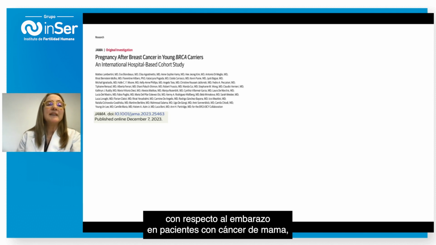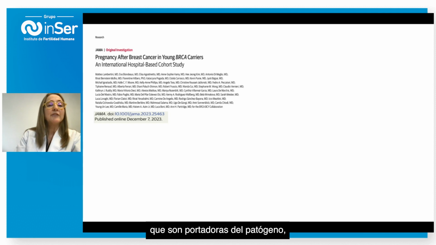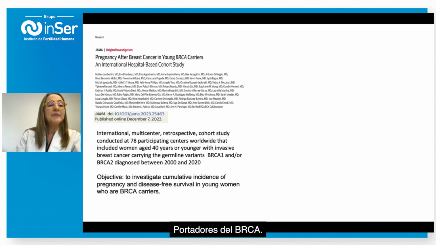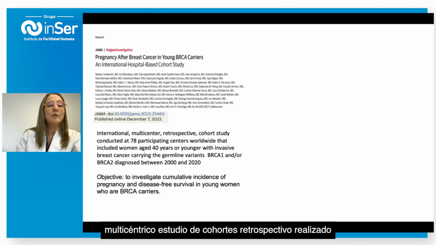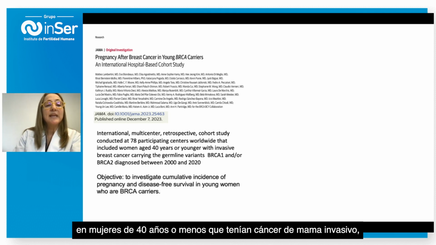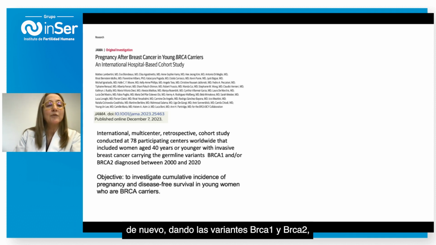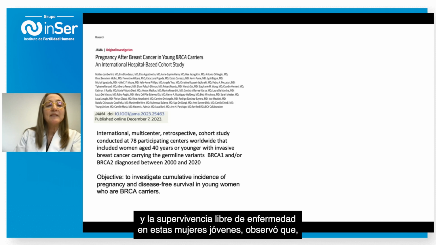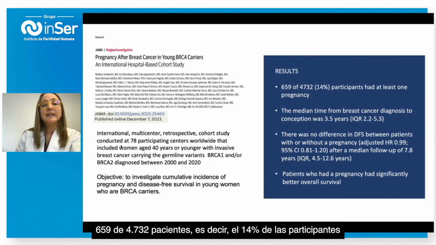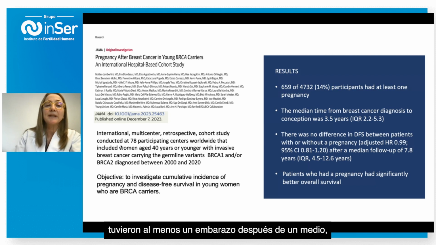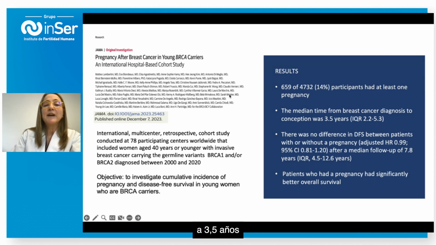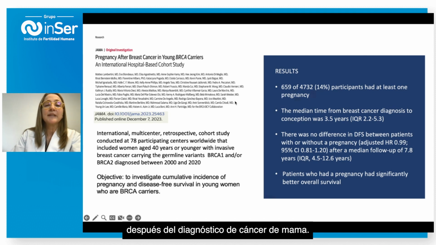And with regards to pregnancy in breast cancer patients who are carriers of the pathogenic BRCA variant, this multi-center retrospective cohort study conducted in 78 participant centers worldwide in women aged 40 years or younger who had invasive breast cancer, carrying the variants either BRCA1 or BRCA2, in order to investigate the cumulative incidence of pregnancy and disease-free survival in these young women, observed that 659 out of 4,732 patients, that is 14% of participants, had at least one pregnancy after a median of 3.5 years after the diagnosis of breast cancer.